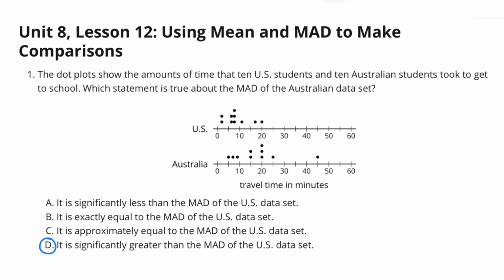I selected D. The MAD of the Australian data set is significantly greater than the MAD of the US data set.